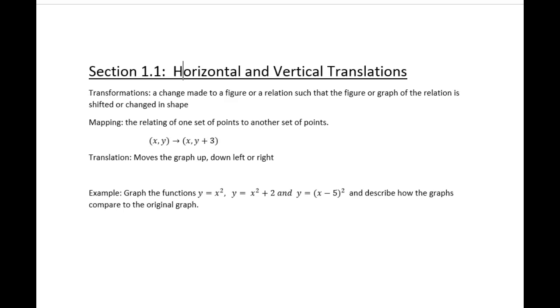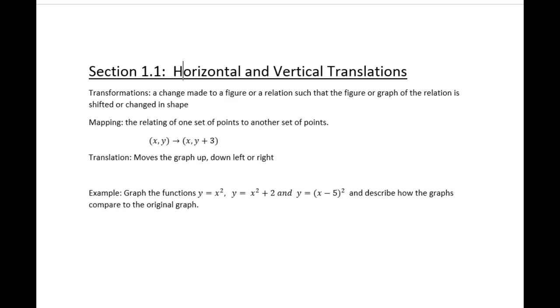It says translation moves the graph up, down, left, or right. I said that already. And then this is our first example, from the textbook, page 8. Maybe we better make a little side note here. If we're talking about a horizontal translation, if it's negative, you're actually moving to the right. It's the opposite of what you would think. So if it's negative, you move right.